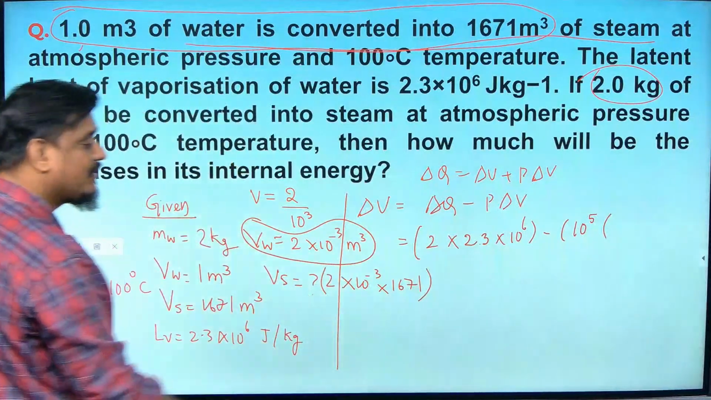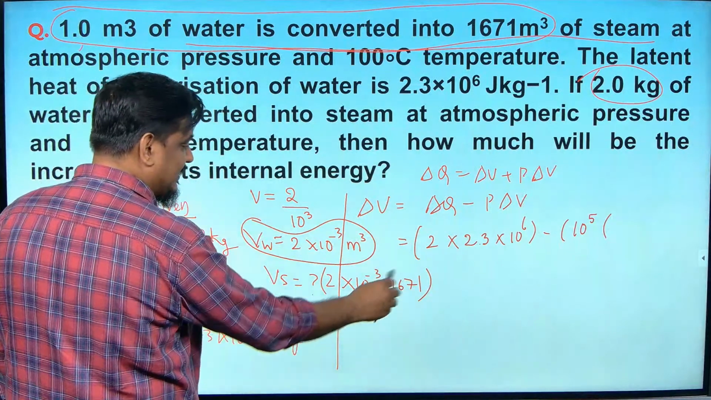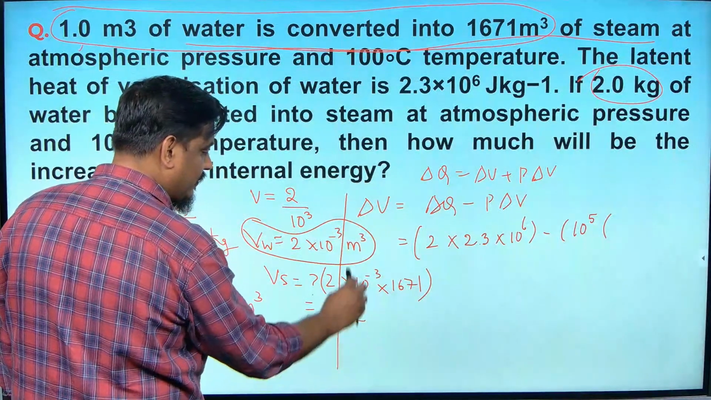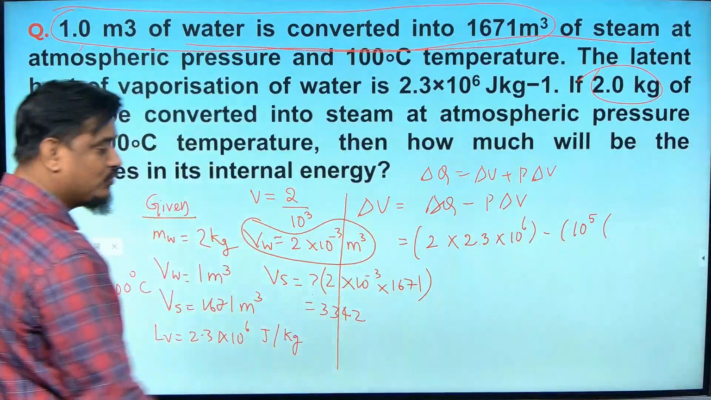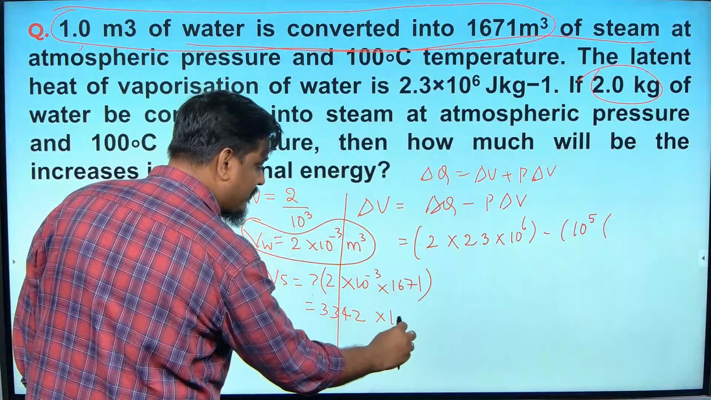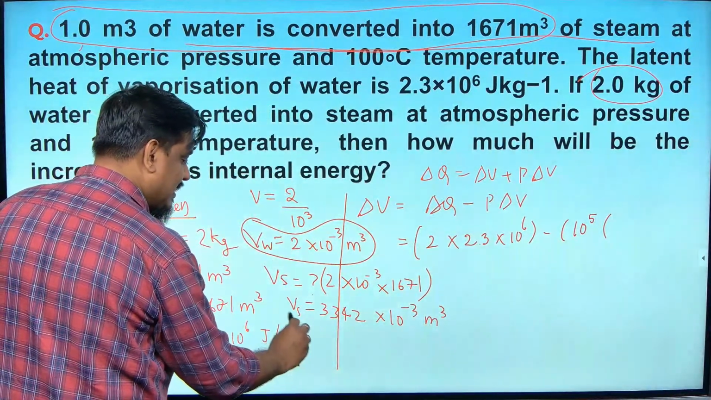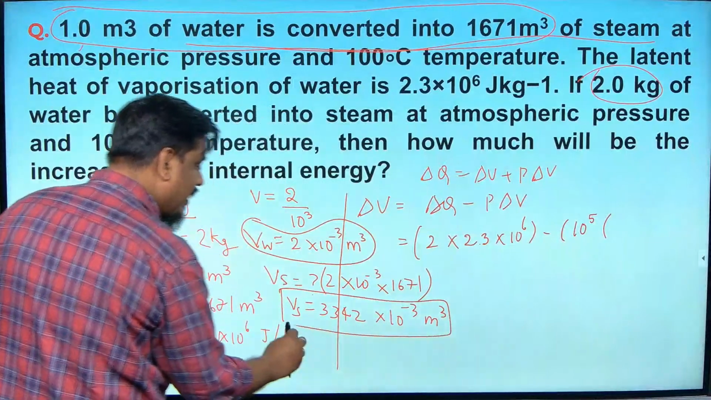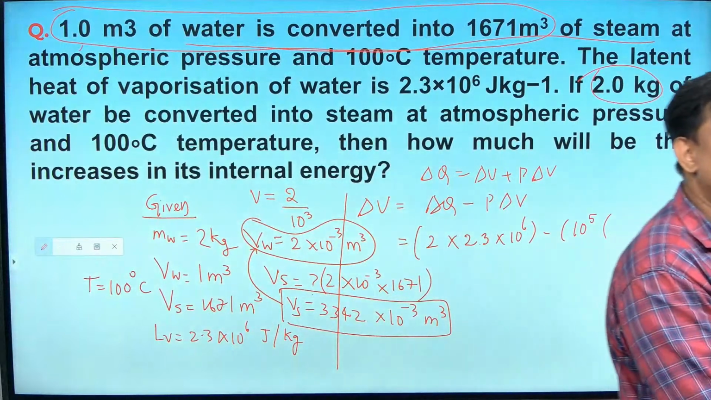Do you agree with me? Yes, sir. How much will that be? 1671 multiplied by 2 is 3342 into 10 to the power minus 3. Do you understand? Yes, sir. Now this Vs is known to you, Vw is known to you. Subtract both, get delta V. Are you clear in this?